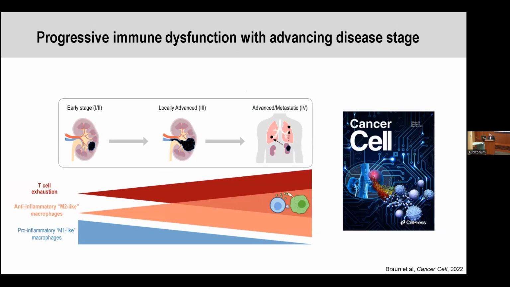And so the model we would put forward would be that with advancing disease stage, we have this progressive T cell exhaustion, this switch to a more M2-like, this anti-inflammatory macrophage population, and that critically in advanced disease stage they're really talking to one another. They're interacting in a way that we hope is therapeutically targetable.